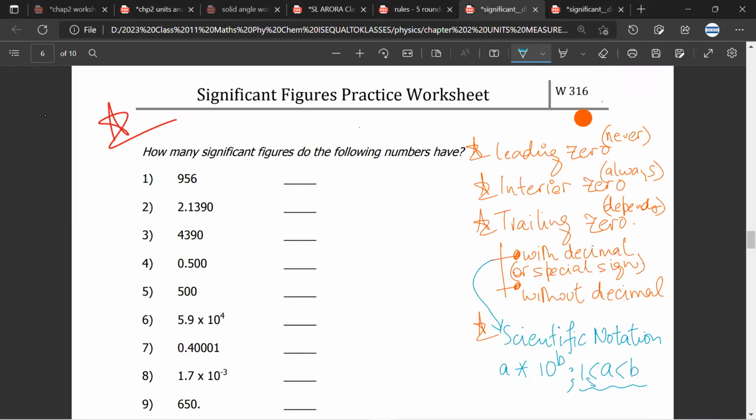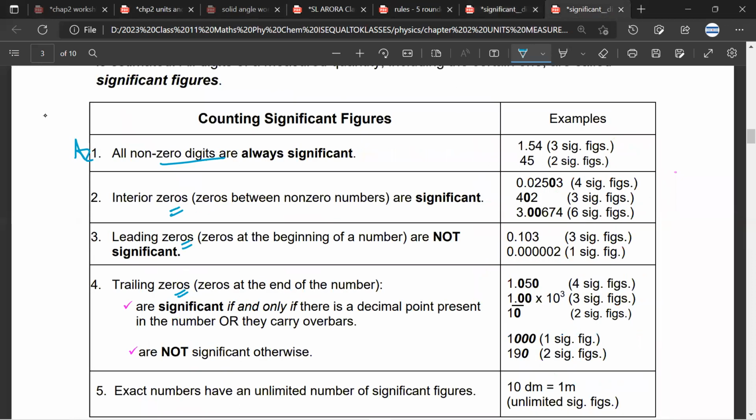So we have three kinds of zeros. One is leading, one is interior, and the third is trailing. Leading zero: a zero like this, or zeros like this, left of the first non-zero digit. Now the leading zero rule is pretty simple. They are never significant. Are we okay?